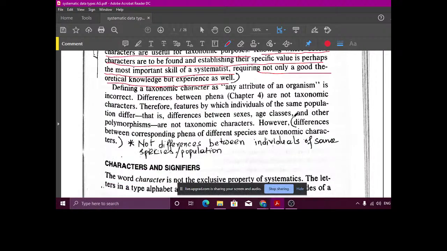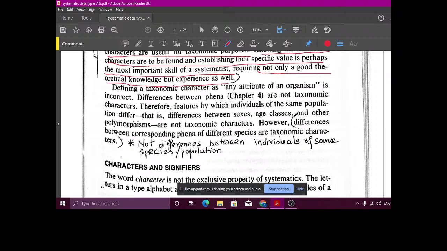Okay, now what do you mean by difference? It must be between two different species. In the same species, for example, say you are talking about a population of dogs. Some dogs are white, some dogs are brown, some dogs are male, some dogs are female. Well, sex is not a taxonomic character. Coat color in a particular population of dogs is not a taxonomic character.